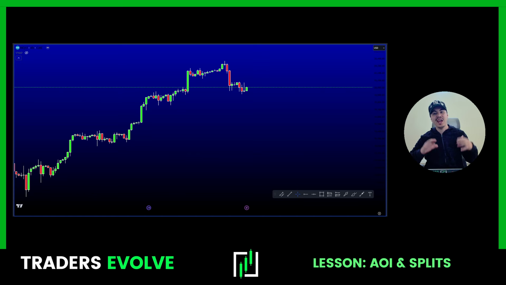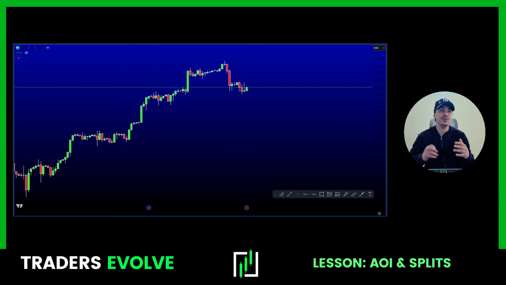So what is an AOI and what's the importance of it and why do we use it? Okay, so I want you guys to firstly understand that an AOI is an area of interest. That's what it stands for, area of interest. And the splits is what separates an imbalance with a balance, right? Because what usually happens in these imbalances is that most of the time they get filled.